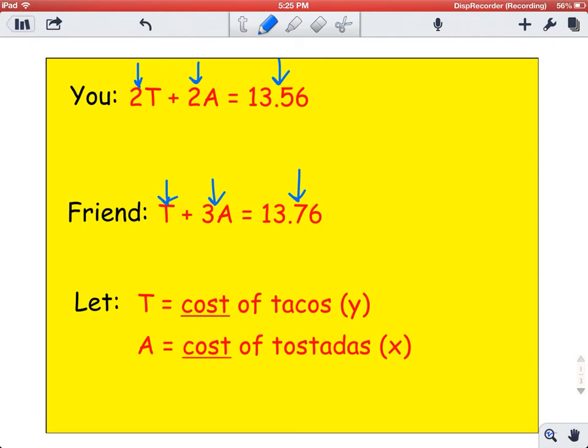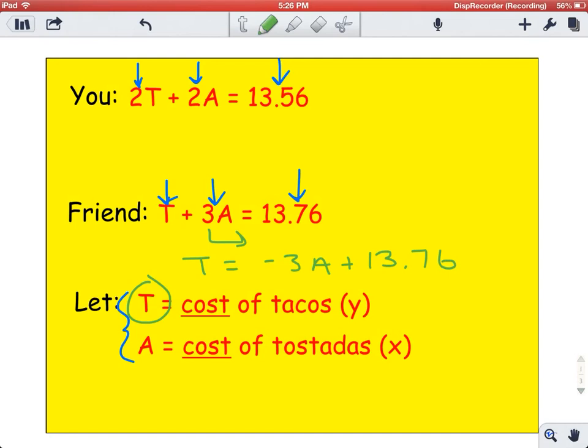And you'll see that down here I'm specifically naming my variables. Now in this particular case, since we don't really have a cause and effect relationship, we can randomly assign X or Y to either one of these items, the tacos or tostadas. Hopefully you can see why I chose Y for the tacos: if I wanted to put these in y equals mx plus b, notice that I could go t equals negative 3a plus 1376. It'd be really easy to solve for t.